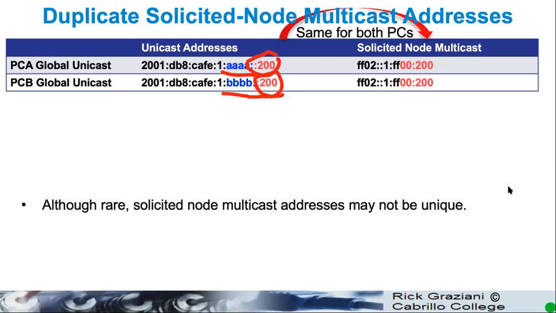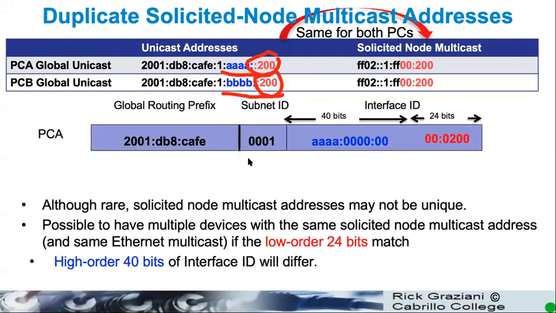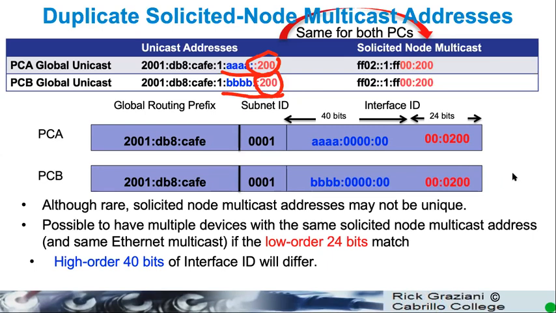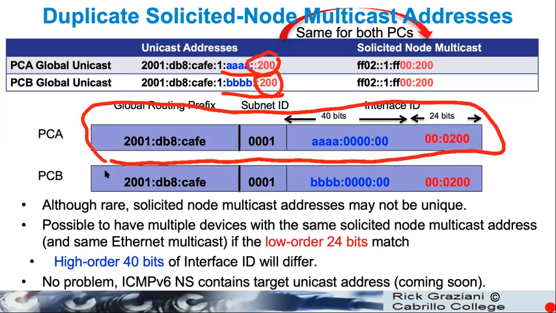Does that create a problem? The answer is no, okay? Because what will happen is both Ethernet NICs will accept the Ethernet frame, okay? But what will happen is the ICMPv6 process, when it goes up, just like an ARP request, will have to examine what address is being looked for. And when it looks at the entire IPv6 address, are you looking for this address? PCA will go, that's me. PCB will go, that's not me. I'm going to show you an example.